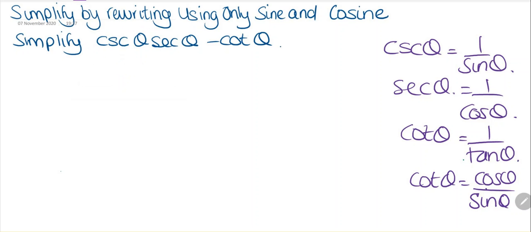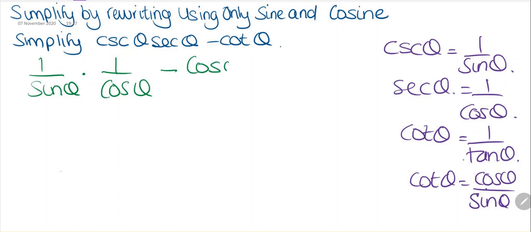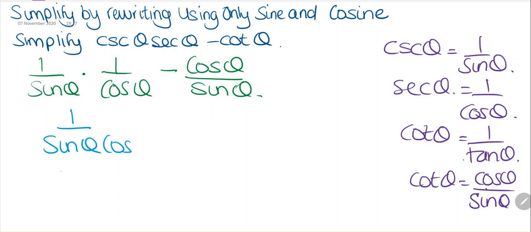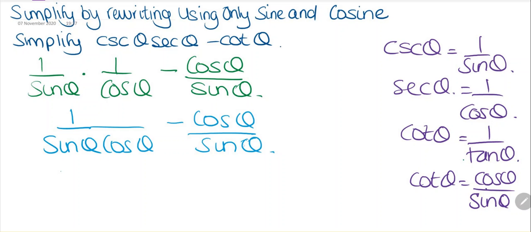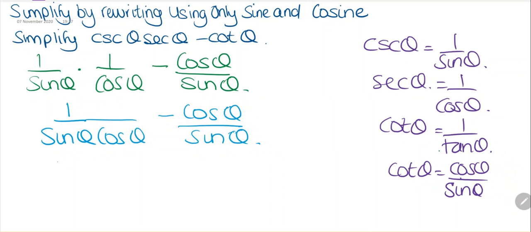So cosecant is 1 over sine theta multiplied by 1 over cosine theta. And then we're going to subtract, and we're going to write cotangent as cosine theta over sine theta. So if I multiply these together, I'll have 1 over sine theta cosine theta, minus cosine over sine. Now we need to put these over the same denominator. So to do that, I can multiply by cosine theta over cosine theta.